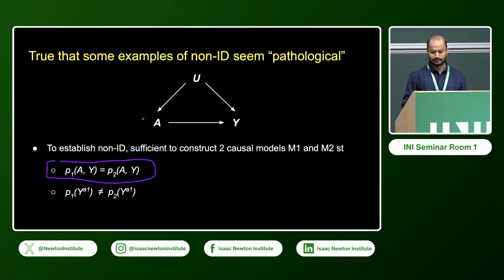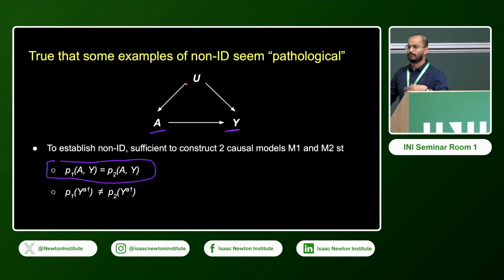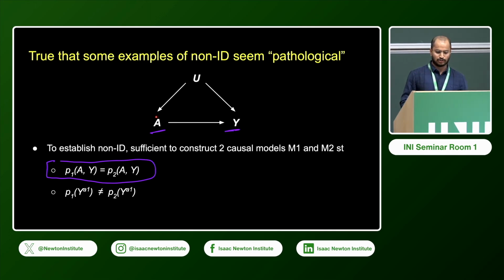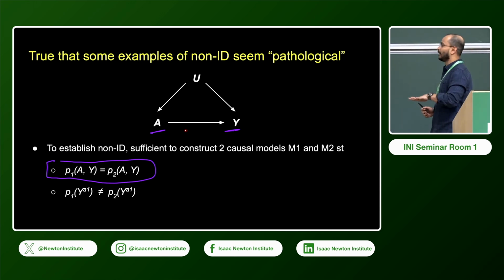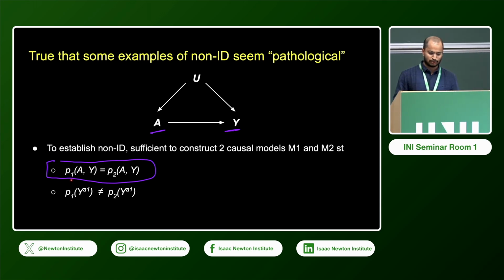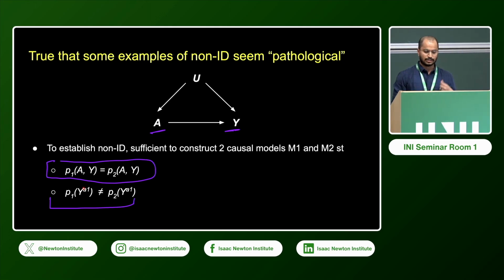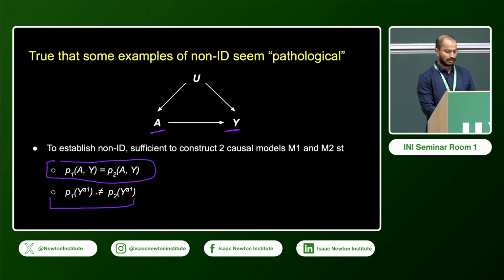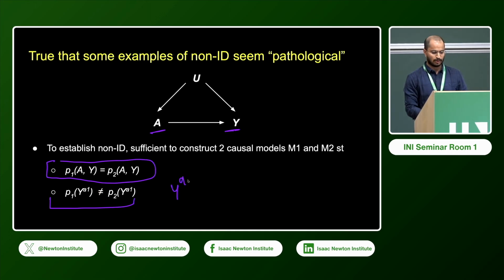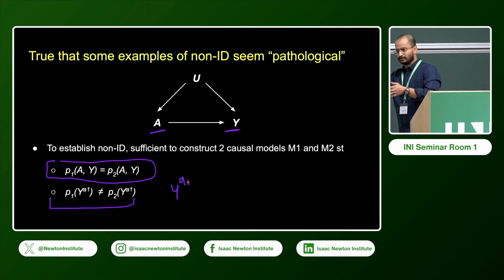So I'm using this very simple example where I have a treatment A, an outcome Y, and some unmeasured confounder U. So my observed data distribution is just on A and Y. So I just need to construct two causal models that agree on that observed data distribution, but they disagree on some causal parameters. So in this case, I could say they disagree on the distribution of Y had I intervened on A and I set it to 1. I'm using Y superscript A1 to denote the outcome had I intervened on treatment and set it to be 1.